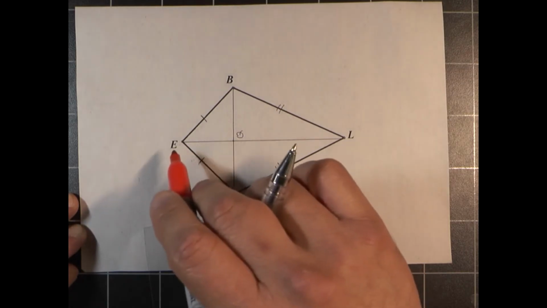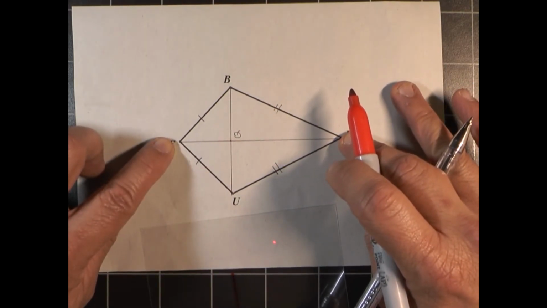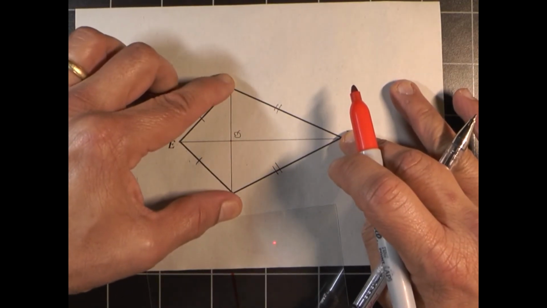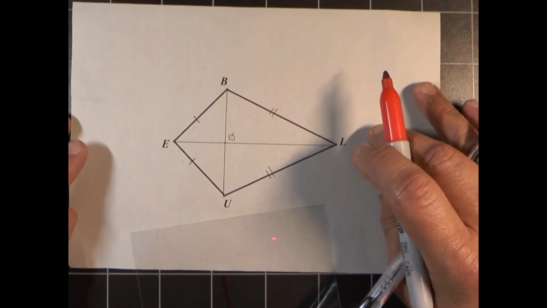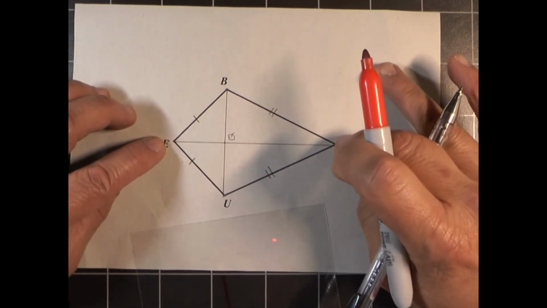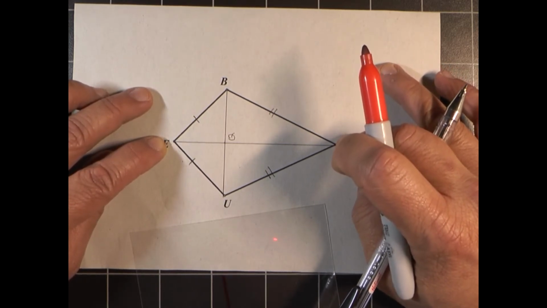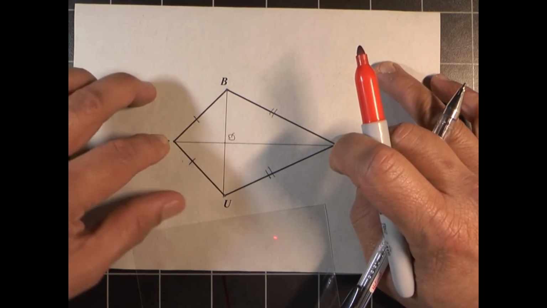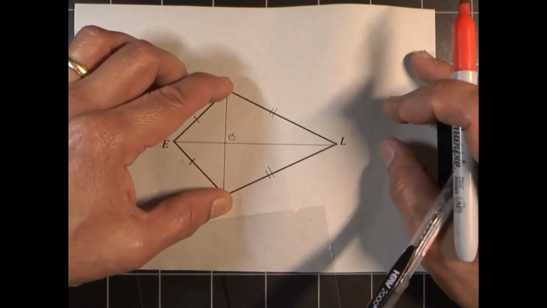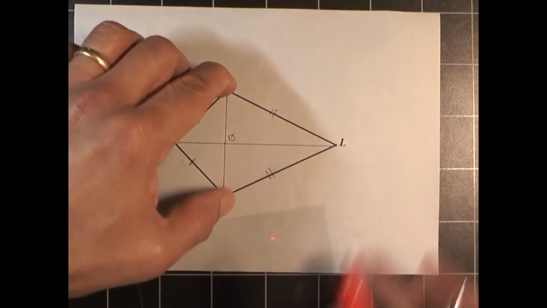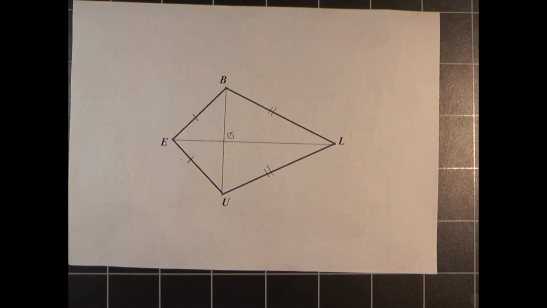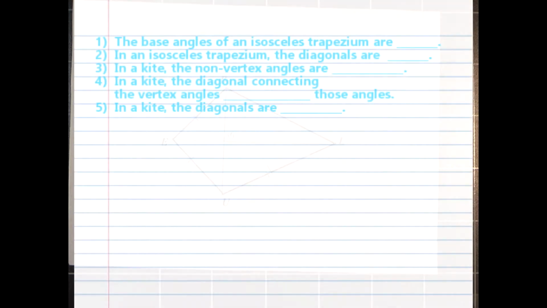What does the other diagonal do to this diagonal? I will repeat. What does this diagonal EL connecting the two vertex angles do to the other diagonal connecting the two non-vertex angles? Now it's your turn to complete this statement.